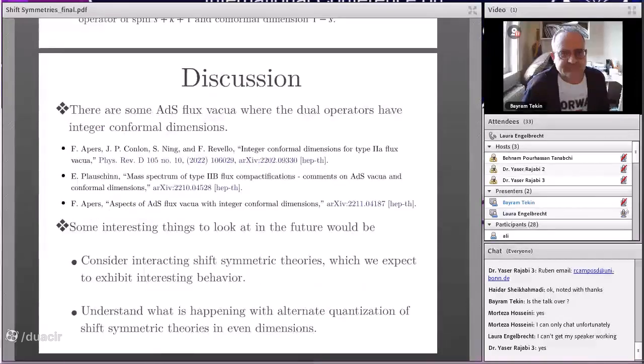Just a couple of points to discuss. There are some AdS flux vacua that have been found to have dual operators with integer conformal dimensions. Those are given in these papers here, and I'm guessing that means there's probably a shift symmetry lurking around. Also, some interesting things that we might look at in the future would be to consider interacting shift symmetric theories, which we expect to exhibit interesting behavior because in flat spacetime, they exhibit interesting behavior. And then also, we would like to understand what is happening with alternate quantization of the shift symmetric theories in even dimensions.